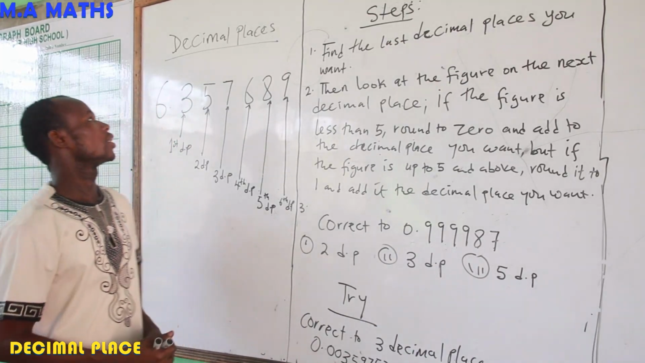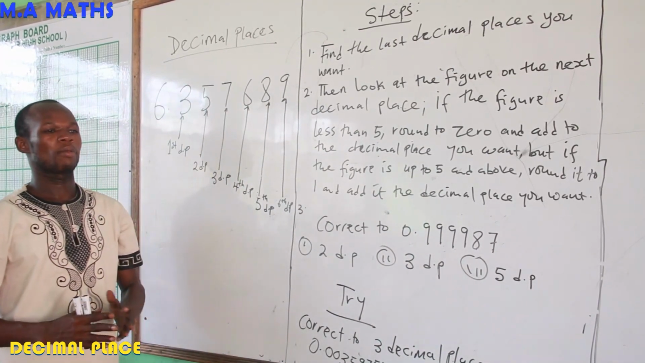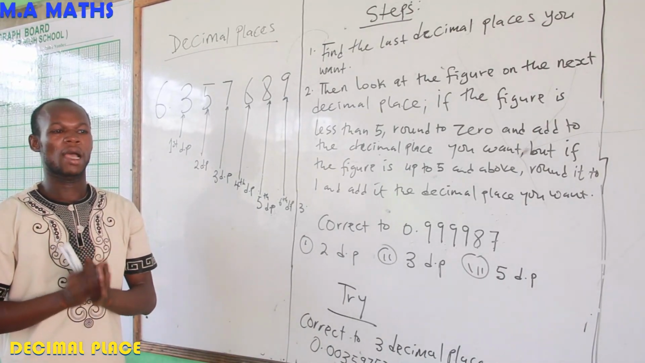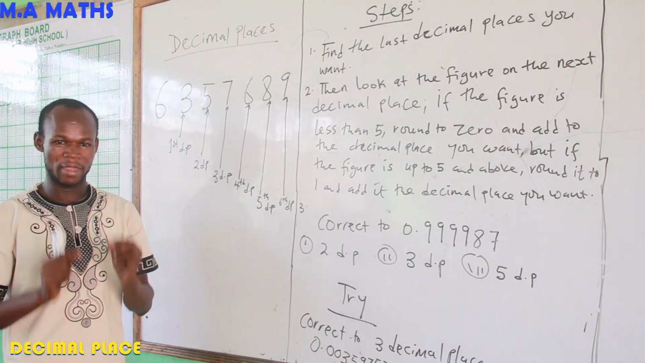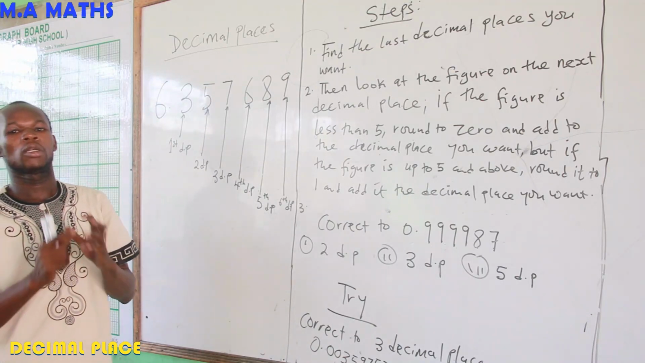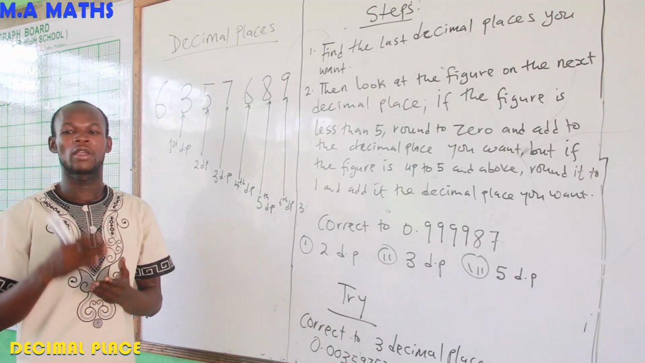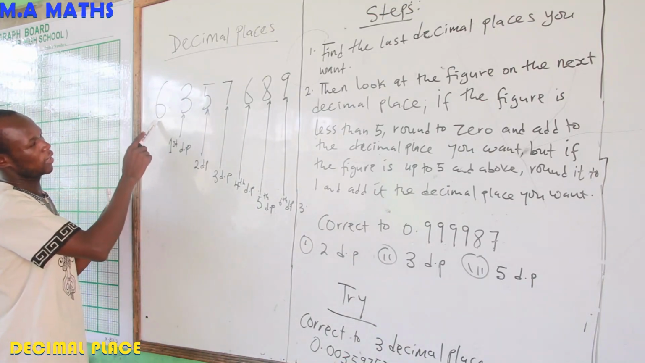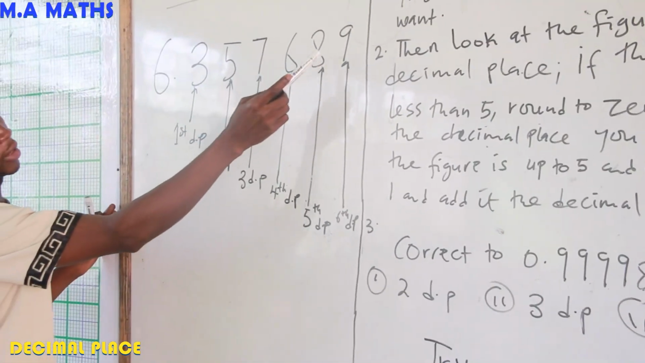Lesson. In this lesson we want to look at decimal places. A decimal place refers to the figures that come after the decimal point. When you have a decimal number, the figures that come after the decimal point can be identified in various decimal places. So let's look at this number. I have 6.3576 89.